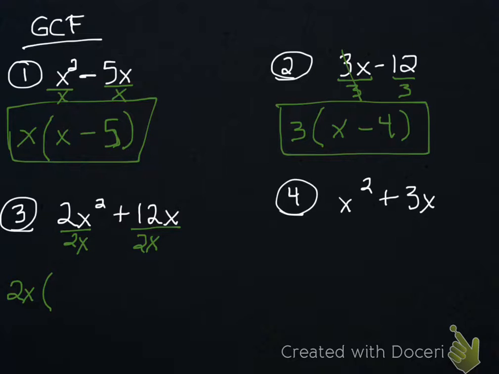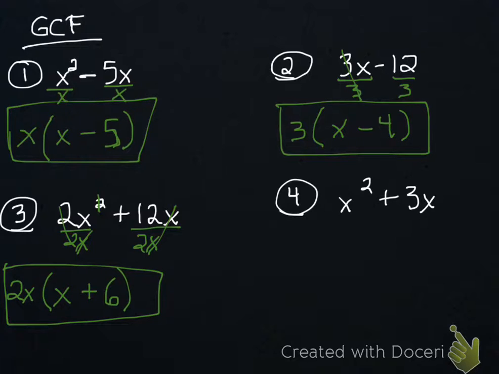So now when we divide those, in the first term, the 2's cancel, and the x squared cancels with the x underneath, leaving me 1x behind. 12 divided by 2 is 6, and my x's are going to cancel. So it's just a plain 6. So it's 2x times x plus 6.